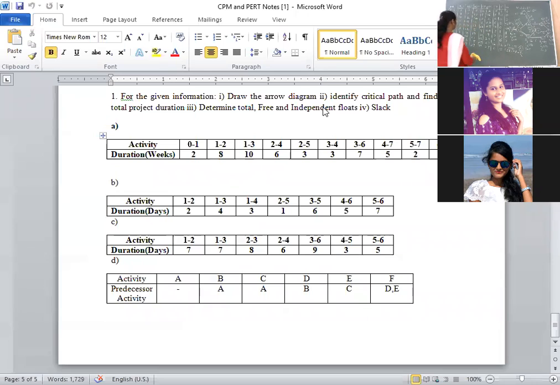Next, we will go through the next problem right now. Same. It's your wish. Whether you want to go through the formulas, you can go through the formulas. Otherwise, by using slack also we can compute. We will draw the network diagram and we will calculate the forward pass as well as the backward pass.